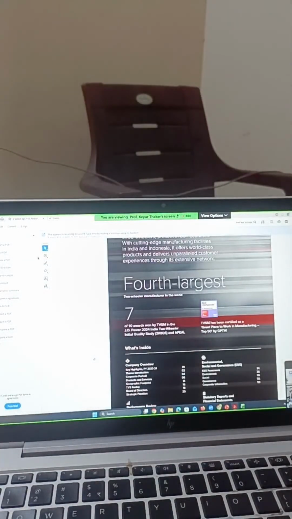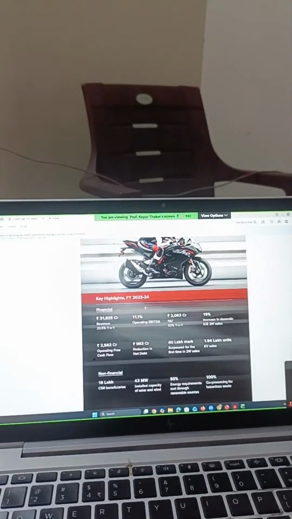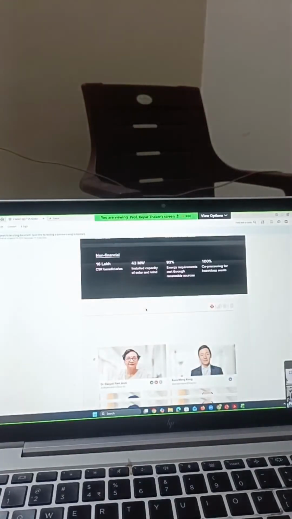Can you see the TVS Motor balance sheet? PDF? Yes, sir. Yeah. Okay.